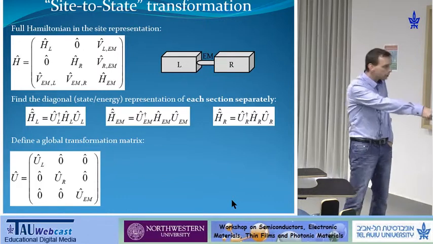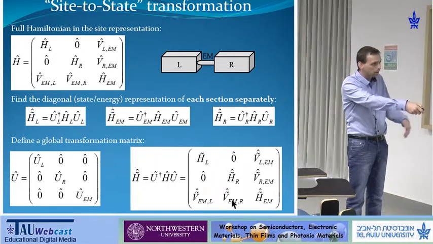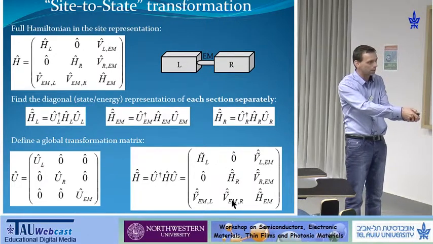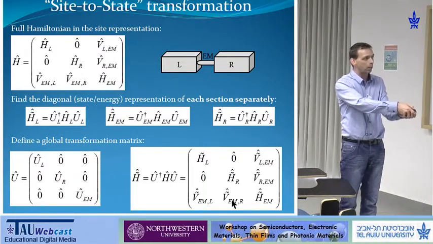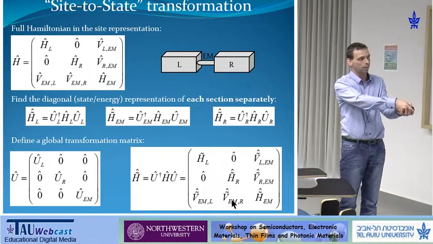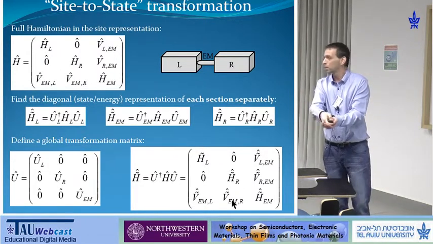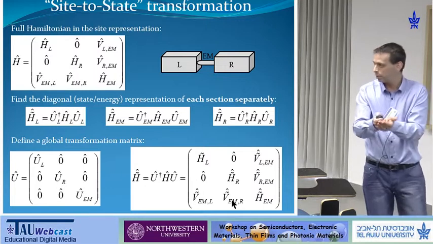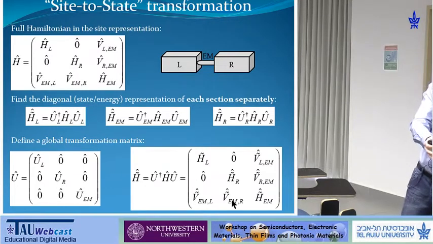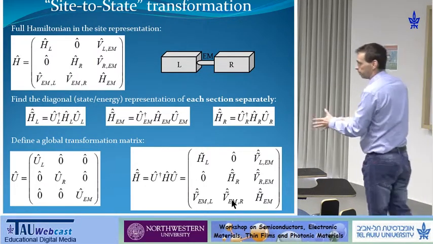And if you use this transformation on the real space Hamiltonian, what you get is this type of matrix, which is diagonal. Here you have the eigenstates of the left lead, the eigenstates of the right lead, and the eigenstates of the extended molecule. So these are diagonal, and these are just the couplings between them. So with this very simple transformation, we can take a real system and move it into the energy representation.